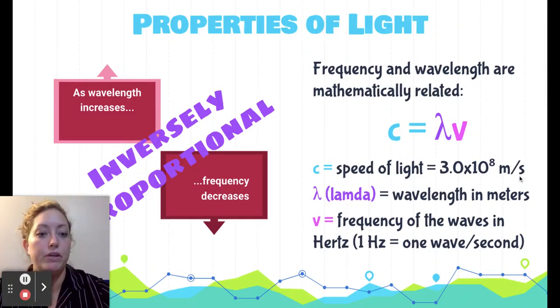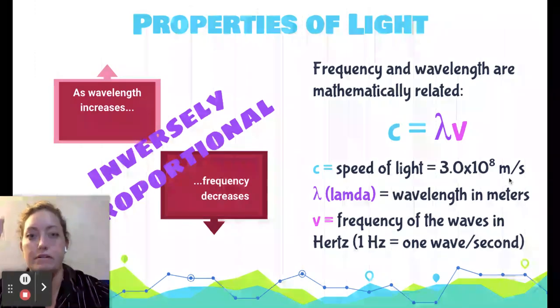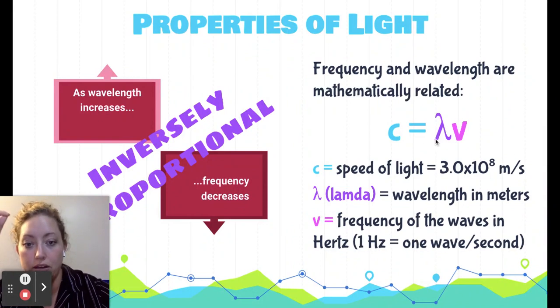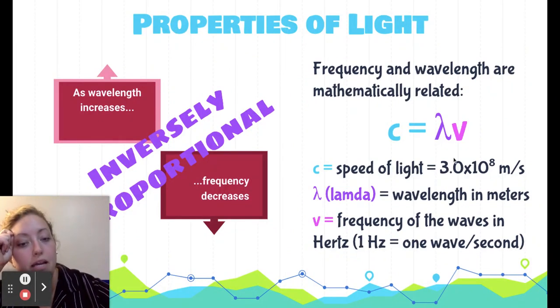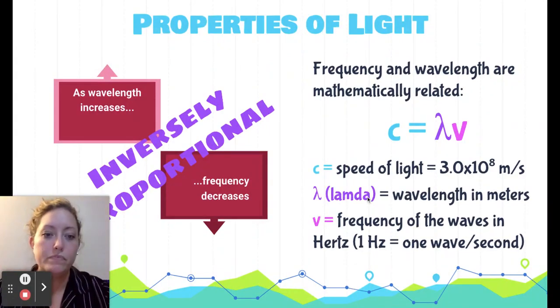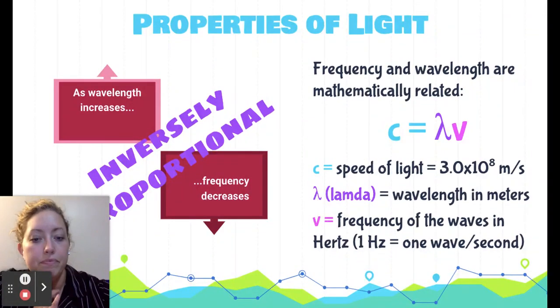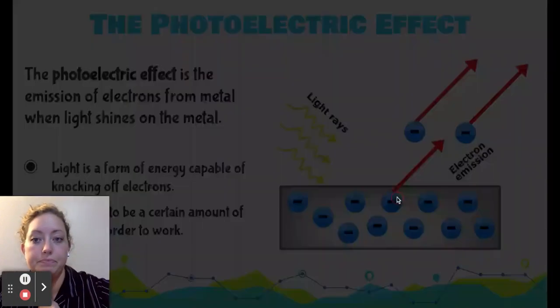The speed of light is a constant. It's 3.0 times 10 to the 8th meters per second. That's always going to be the same. Speed of light is equal to wavelength times frequency. This little upside down y is a Greek letter called lambda, and then that's just a v for frequency. You may also see that as an f sometimes. It's technically a velocity. That's why it's a v, because it's waves per second, so it's a displacement per time, which is velocity. Anyway, that's what we're looking at there.